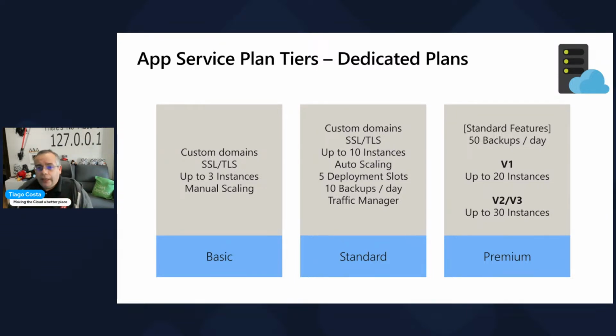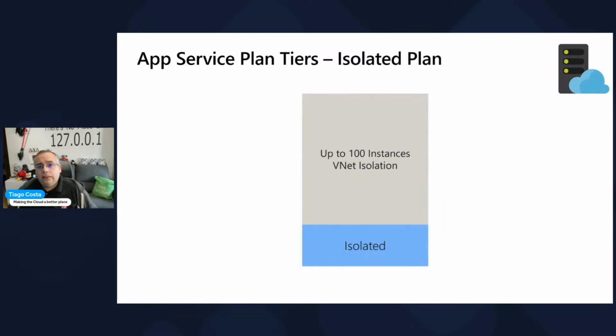Okay. And last but not the least, we have the isolated one. With the isolated, you can go to even more instances, but more important is that if you have a need to deploy your web application in a private virtual network, so in the Azure VNet, this can natively deploy to a VNet. It's not using service endpoints or private endpoints. No. It's actually there, okay? So that's pretty cool.